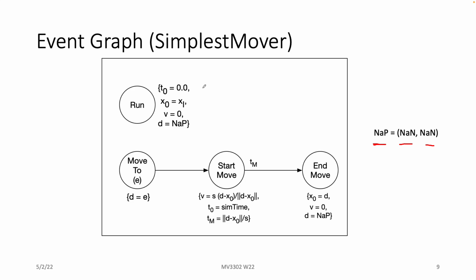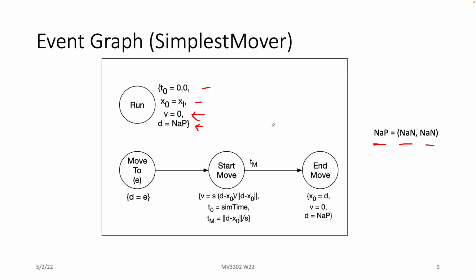We have the time that we start our maneuver. We have our initial location, and our current location, the place where we last stopped, which is initially going to be our initial location. We have our current velocity, and let's assume we start with no velocity because we're just sitting there. And then we don't have a destination yet because nobody's given us one. So we're going to call our destination not a point.